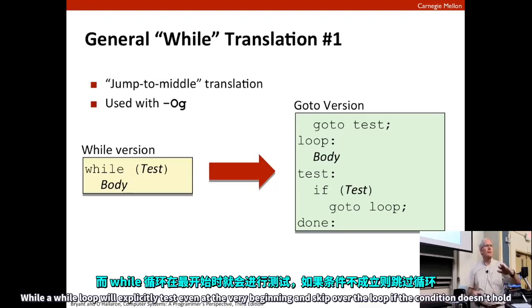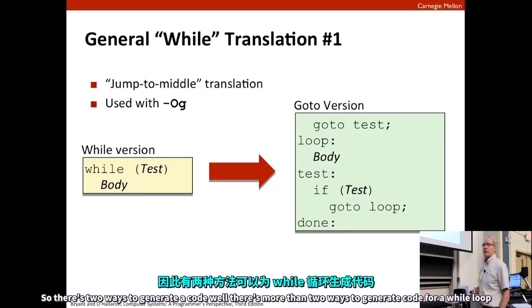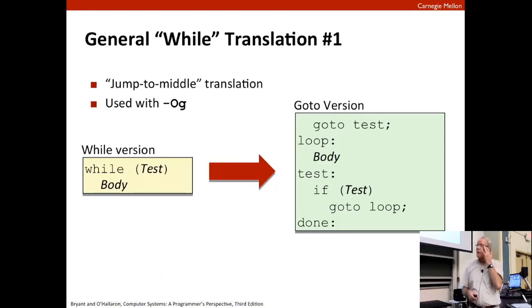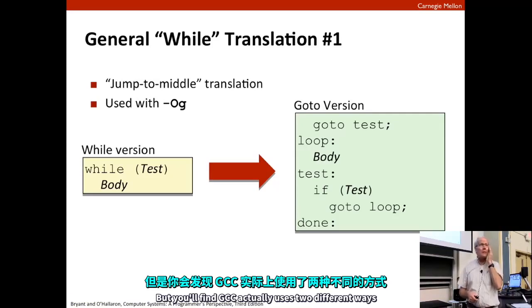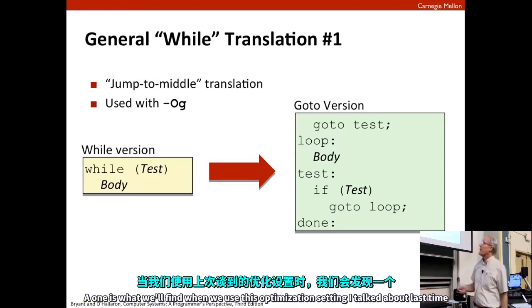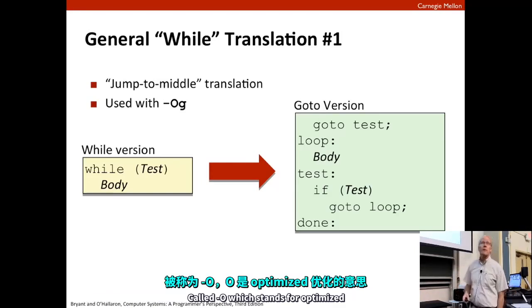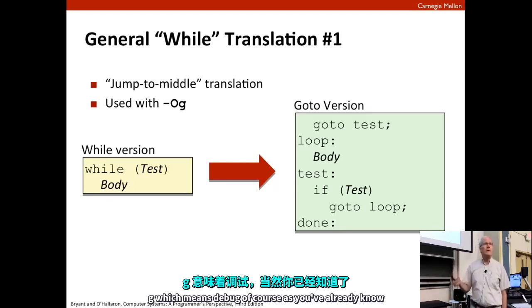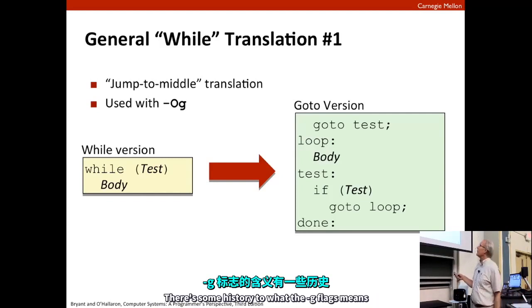While a while loop will explicitly test even at the very beginning and skip over the loop if the condition doesn't hold. So there's two ways to generate code. Well, there's more than two ways to generate code for a while loop. But you'll find GCC actually uses two different ways. One is what we'll find when we use this optimization setting I talked about last time called -Og, where O stands for optimize, and g means debug, of course, as you already know. There's some history to what the -g flag means.